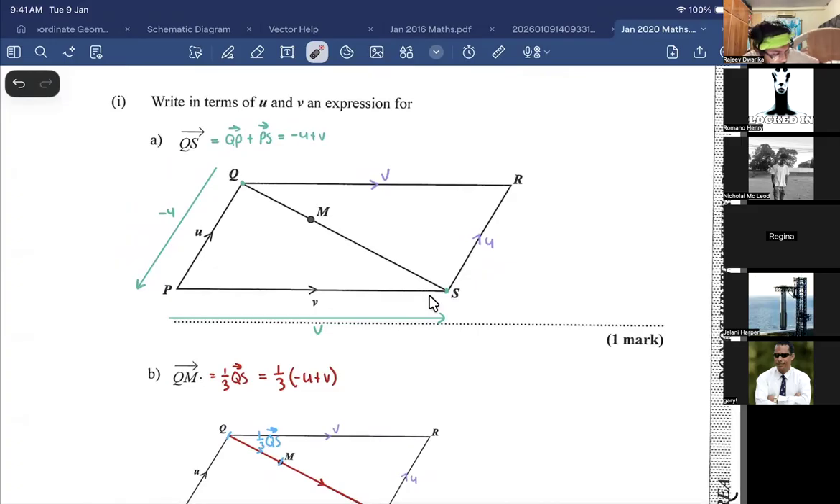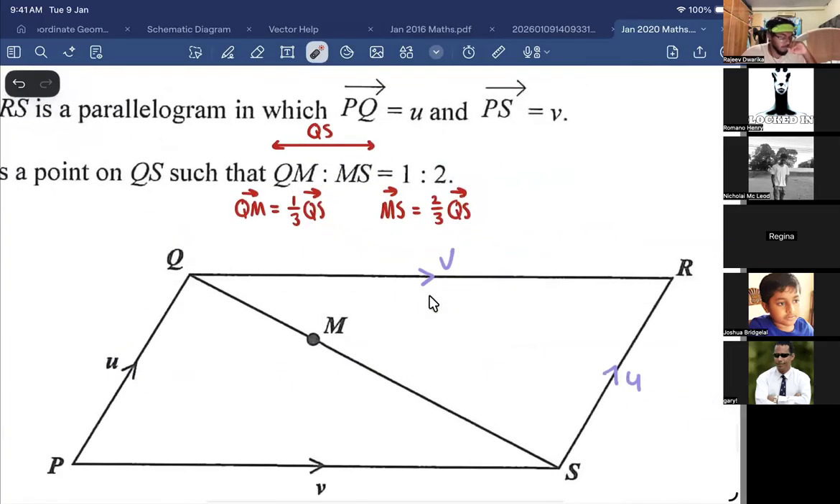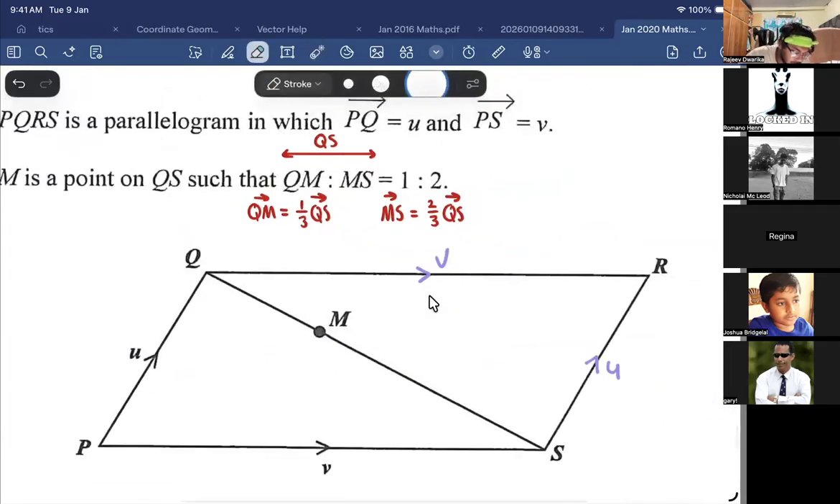Because QS is minus U plus V. Excuse me, sir. Yeah, Joshua. For B, QM equals a third of QS. That part confused you. Why a third exactly? All right, no problem. Let me explain that quickly.